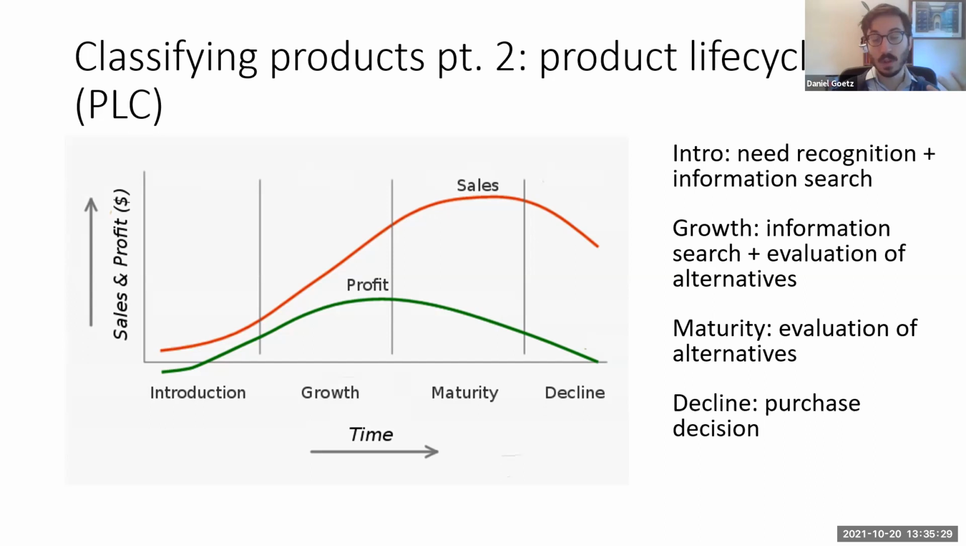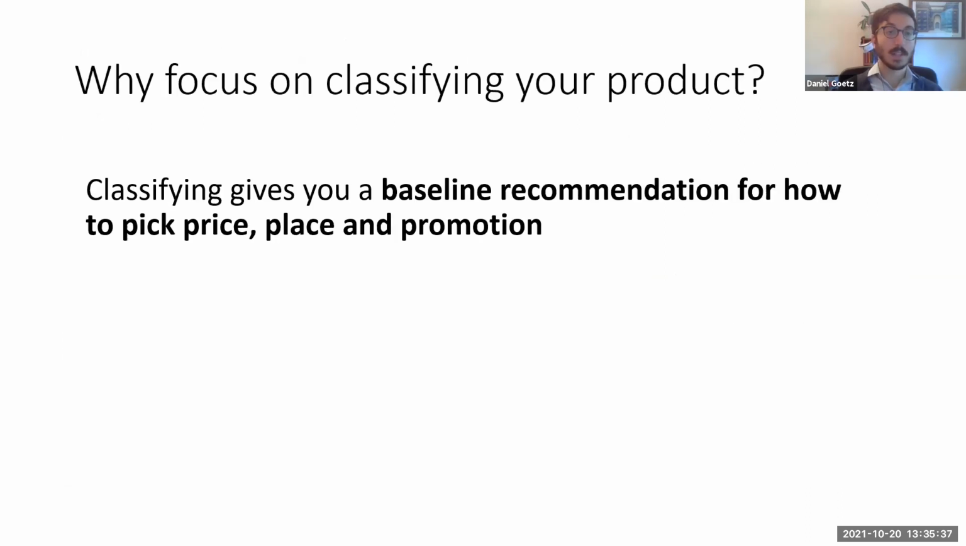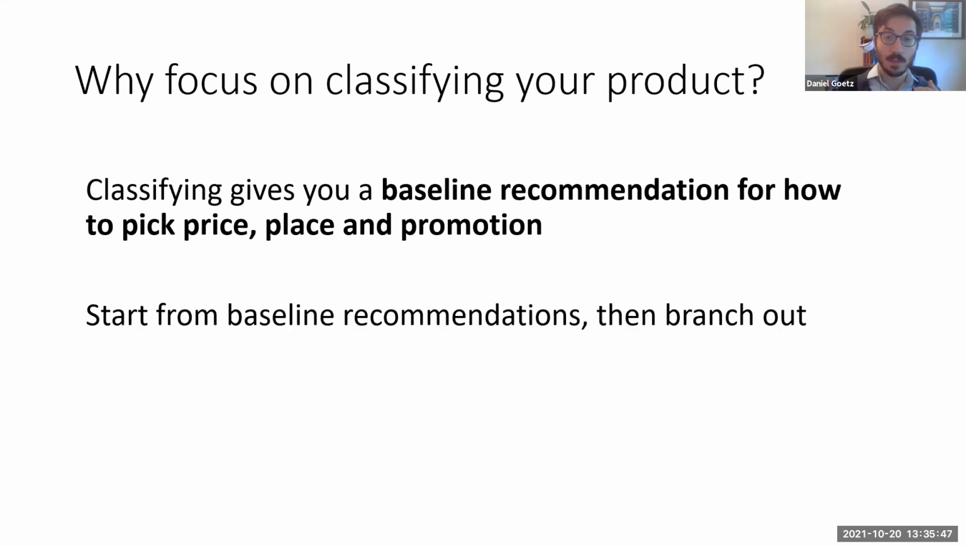This is analogous to the harvest decision in the BCG growth share matrix, right? So when we classify our product into these different categories, it gives us a baseline recommendation for how we should be picking price, place, and promotion. We can start from the baseline recommendations and then branch out from there, right?